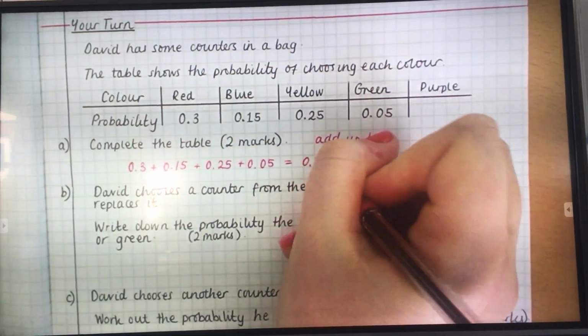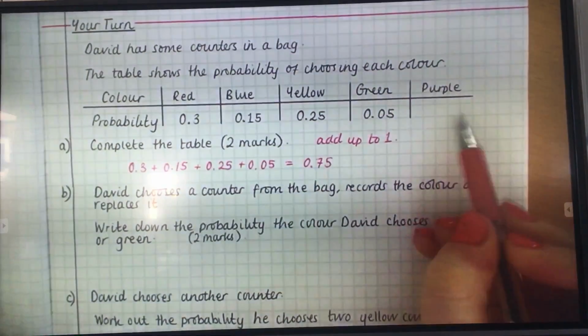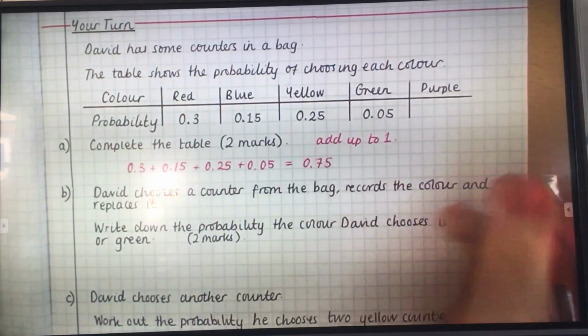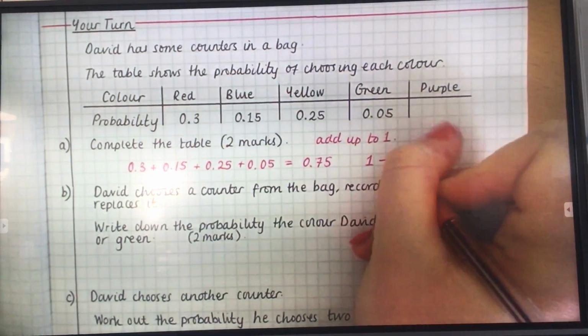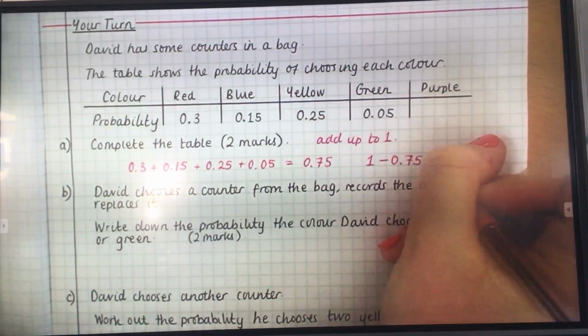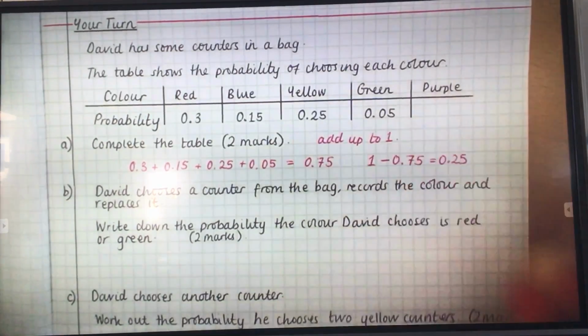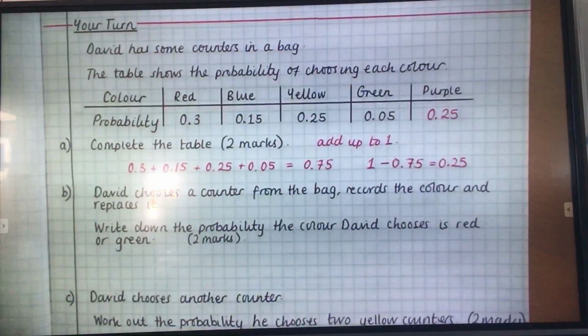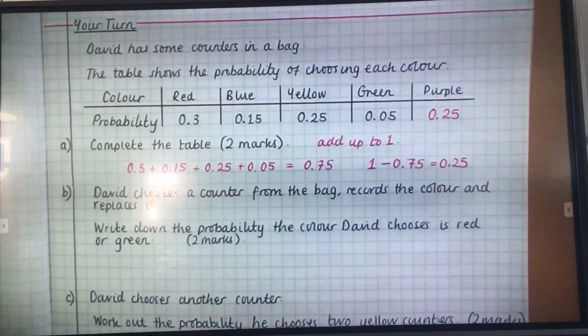Now we know that's not the probability for purple. The probability for purple is what's left over for you to make it add up to 1. So we're going to have to do 1 minus 0.75 is 0.25. So that means the probability for purple is 0.25. That's worth 2 marks.